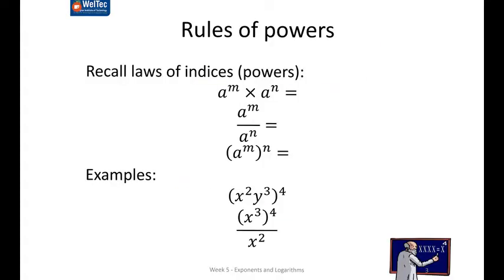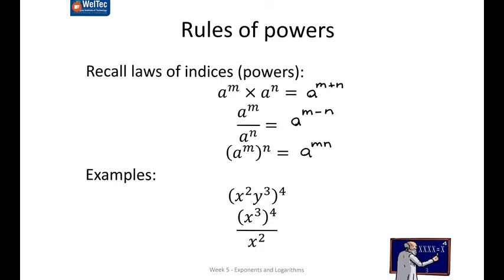Recalling from topic 2, a to the power of m times a to the power of n, you add the powers. When you're dividing, you subtract the powers. When you take a number that is to a power and you raise that to a power, then you multiply the powers. So let's have a look at these examples.